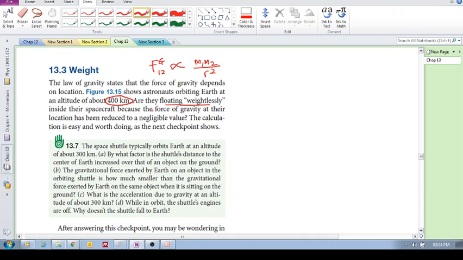Now to try to answer this question, let's look at checkpoint 13.7. The space shuttle typically orbits Earth at an altitude of about 300 kilometers. By what factor is the shuttle's distance to the center of Earth increased over that of the object on the ground? Okay, so there's the Earth, there's an object on the ground, and there is the shuttle. So that's 300 kilometers. All right, so let's look at A.